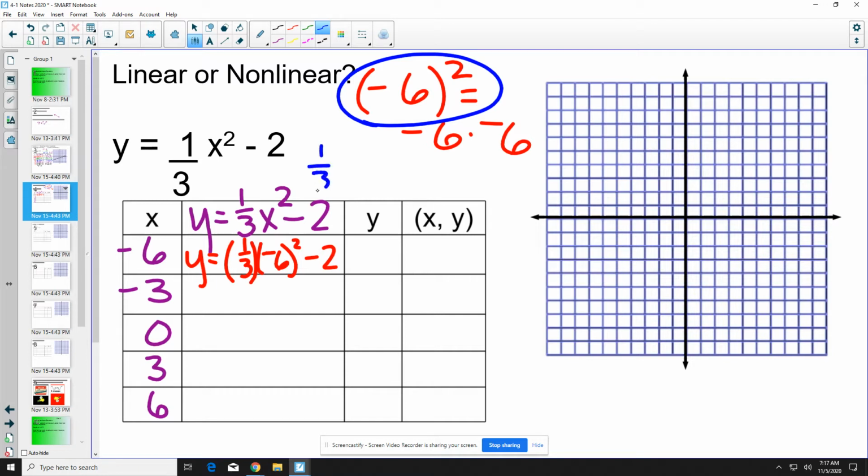But then we have to do 1/3 of 36 minus 2. So 1/3 of 36 would be taking 36 and dividing by 3. 36 divided by 3 is 12. 12 minus 2. 12 minus 2 is 10. So my point, let me see, my x value was -6, my y value is 10. There's 1 point on the graph. Please make sure you're completing this on your paper.